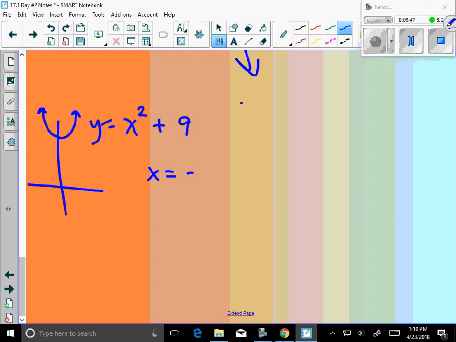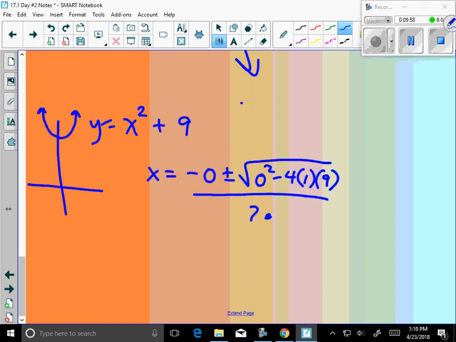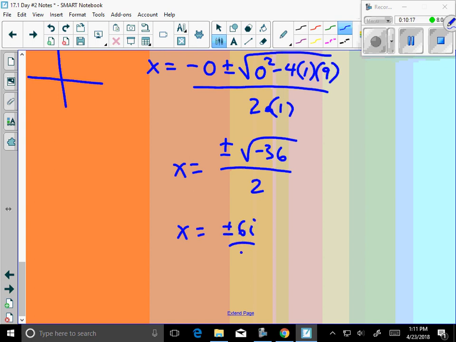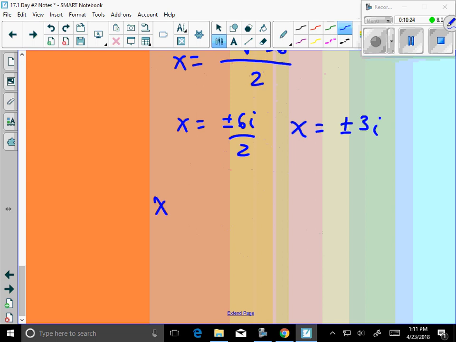So x equals negative b, well, b is 0, plus or minus the square root of b squared, which is 0, minus 4 times a times c, all over 2a. So the 0 is just going to go away. I'm going to have plus or minus the square root of negative 36 over, oh, that should be a 1, over 2. Well, that's going to equal plus or minus 6i over 2. So x will equal plus or minus 3i. So how would I factor that? Well, x squared plus 9 in factored form is x plus 3i, x minus 3i. That's in factored form. So far, so good?